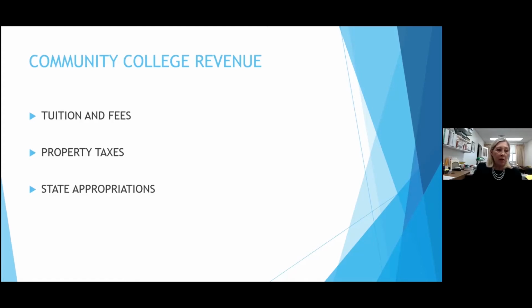Community college revenue comes from three main sources: tuition fees, property taxes, and state appropriations. The percentage of reliance on each of these sources differs among the 50 community college districts. Much of it depends on the tax base of a particular community college. It typically determines the reliance on tuition and fees and state appropriations.